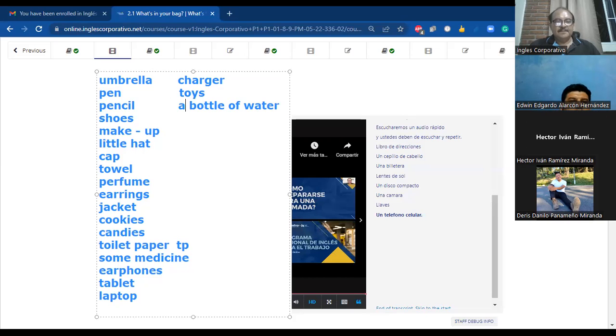Cell phone. What did you say? We had one. Okay, ¿qué más? What else? One more. ¿Cómo se dice la mascarilla?